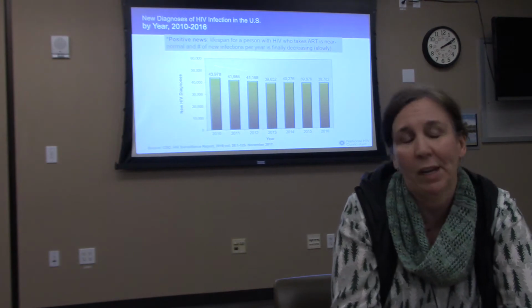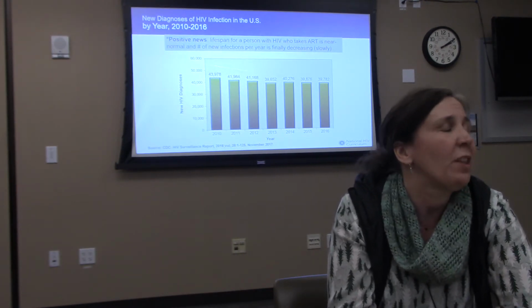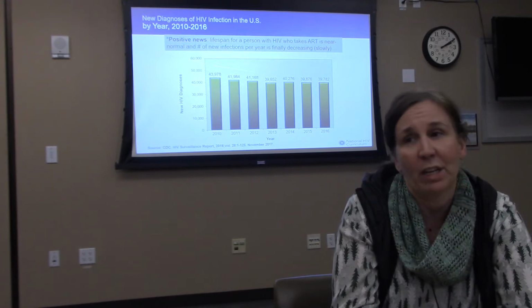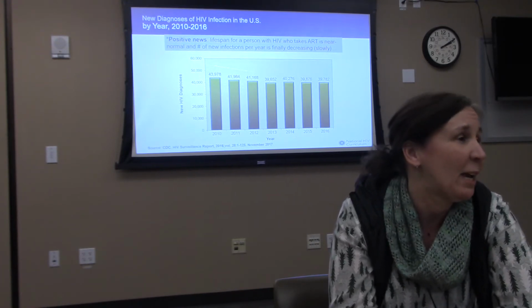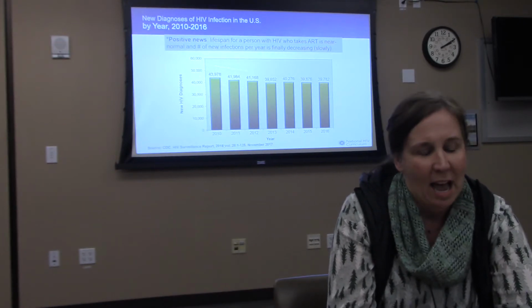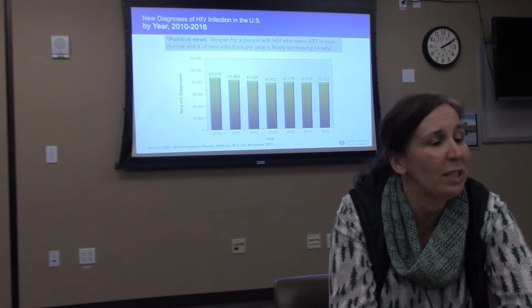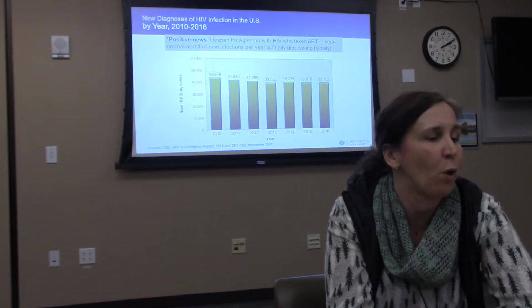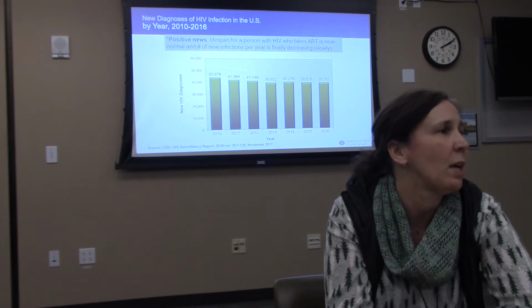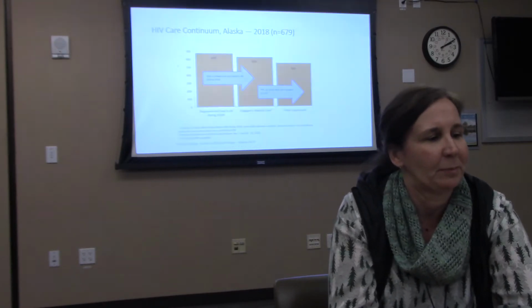There's over 1 million infections in the United States. There's about 40,000 new infections every year, and that is slowly declining. We have the tools to do better. We just need to get them in the right places so that people aren't getting infected. But the good news is the lifespan, like I mentioned, is near normal for people who are living with HIV and who take their antiretroviral therapy regularly.